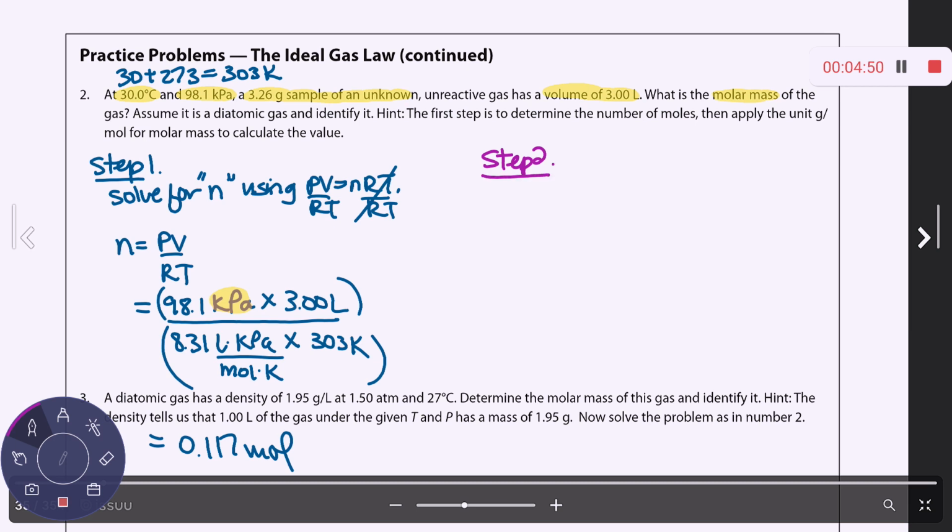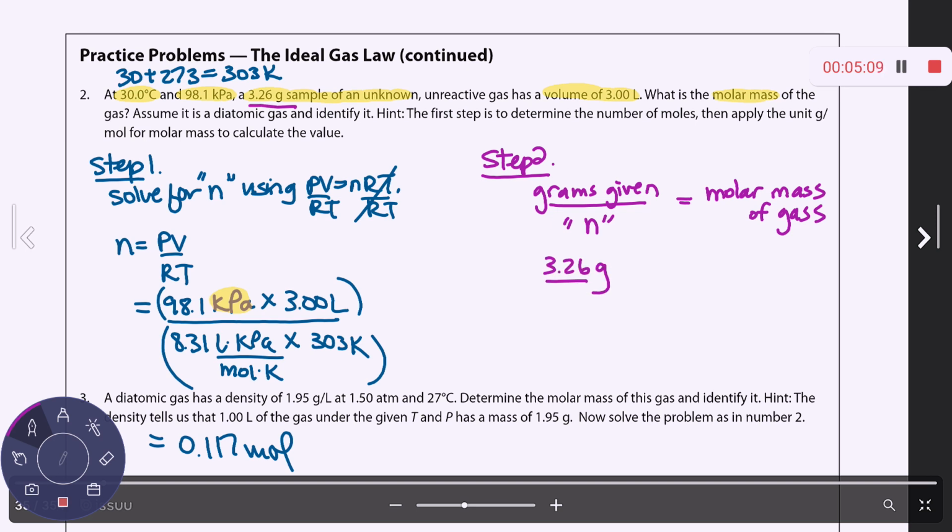So in step 2, you're going to take the grams that are given in the problem, and you're going to divide it by N, and this equals the molar mass of the gas. So the grams given is 3.26. The N is 0.117. Divide it out, you're going to get around 27.9 grams per mole.